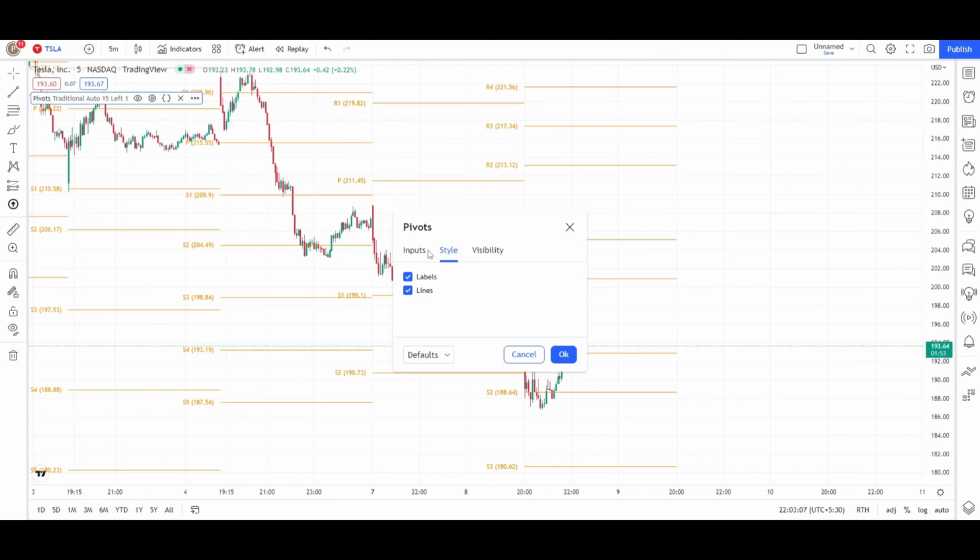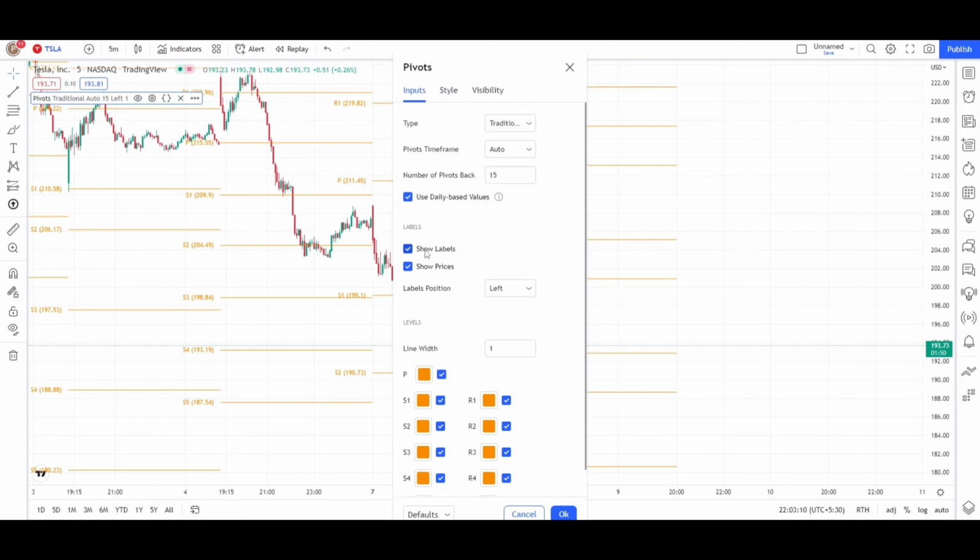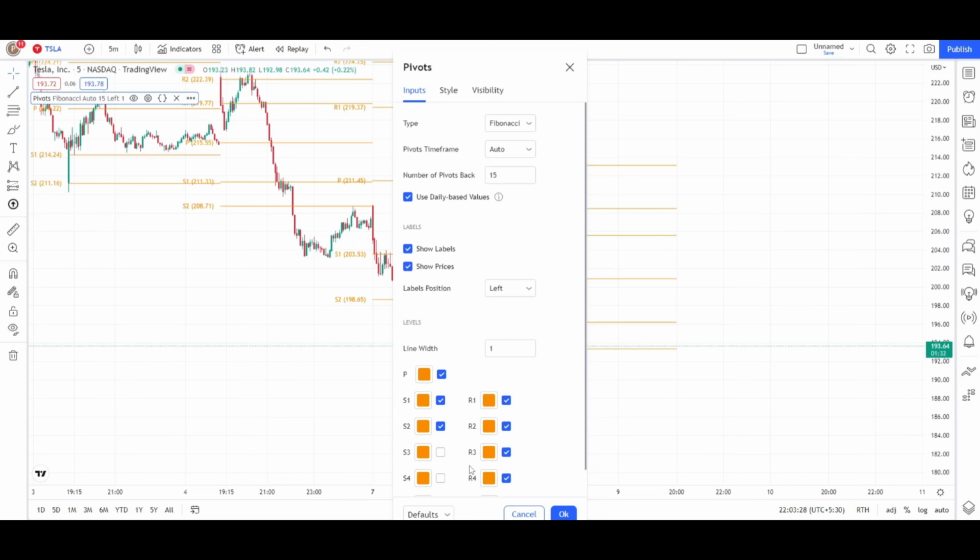Now go to the settings of the indicator as shown, then select Inputs and change the type to Fibonacci. Now, turn off the selected options, S3 to S5 and R3 to R5. Then click OK.